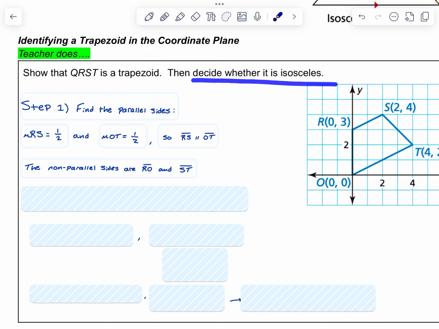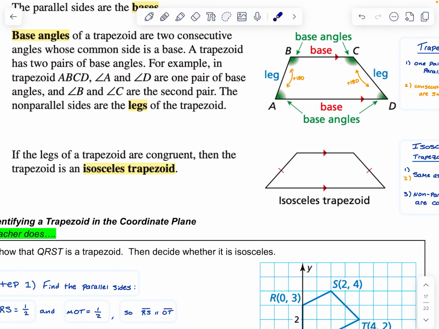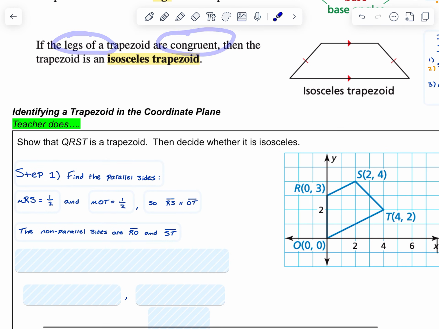Now we have to decide whether or not it's an isosceles trapezoid. In order to determine that, we are looking to see if the legs are congruent. The legs are our non-parallel sides, RO and ST. We already identified those.